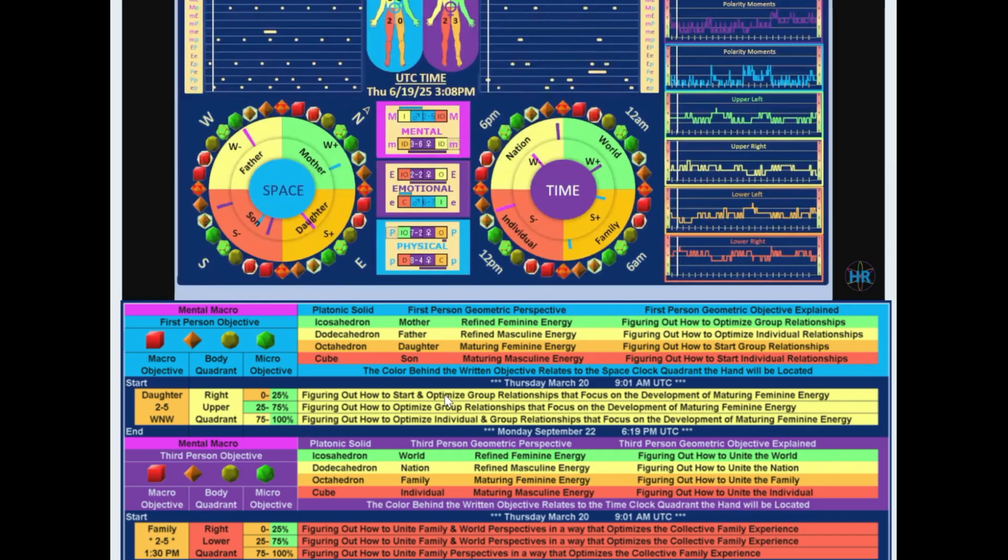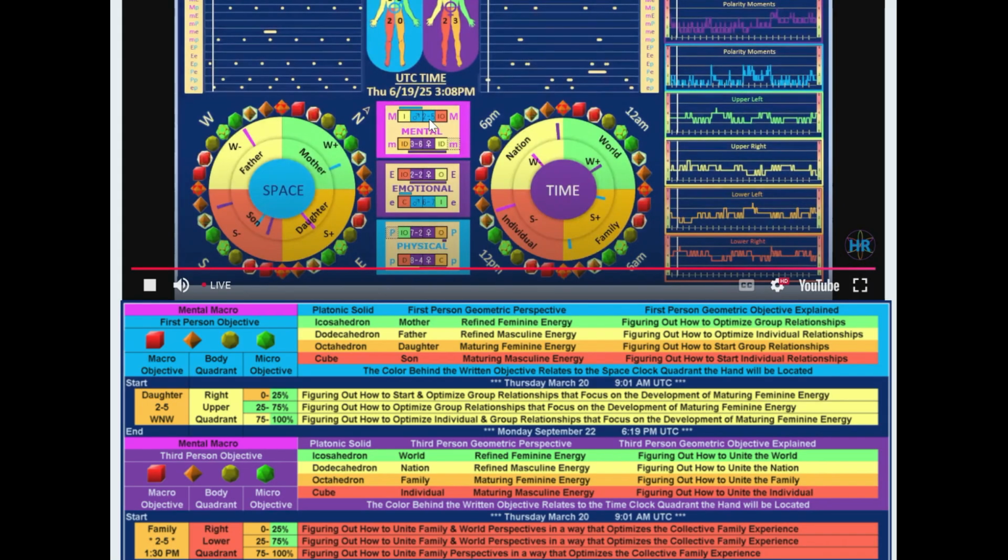We're finally ready to introduce how the macro objective we just talked about is then tied in with the micro objective. So the macro objective, again, is the numbers on the clock, right? And then the micro objective is what the hand of the clock is pointing at. The hands of the clock are pointing at these shape combinations that go around the space-time clocks, all right?